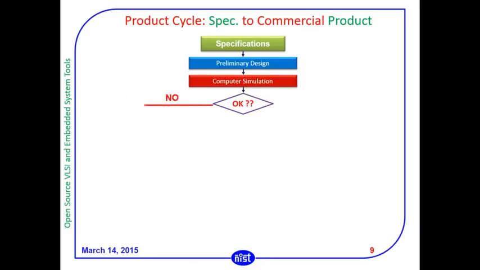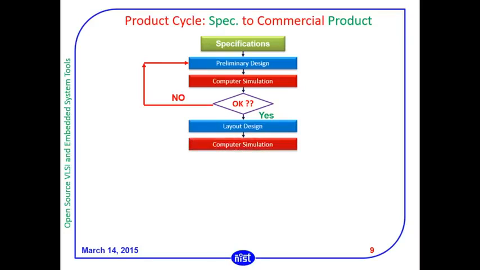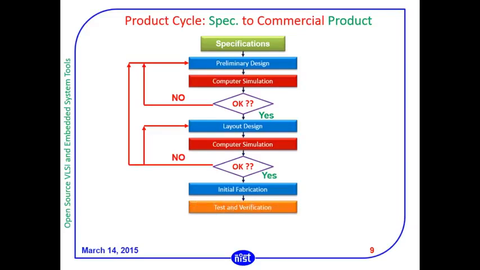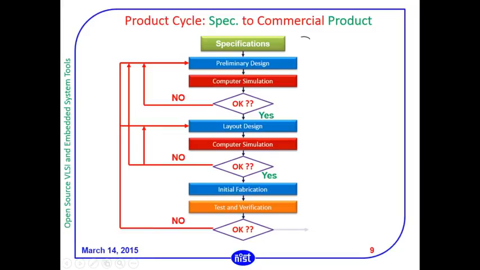Then if it is okay, fine. If it is no, then again we will go to the preliminary design. If it is yes, we will go and design the layout using one tool called Magic tool. Then in layout we will do the simulations again. If it is okay, fine. If it is no, there may be a problem in my preliminary design, or there may be a layout design problem. And if it is okay, we will go for the initial fabrication or whatever it may be. People talk about test and verifications, and okay.